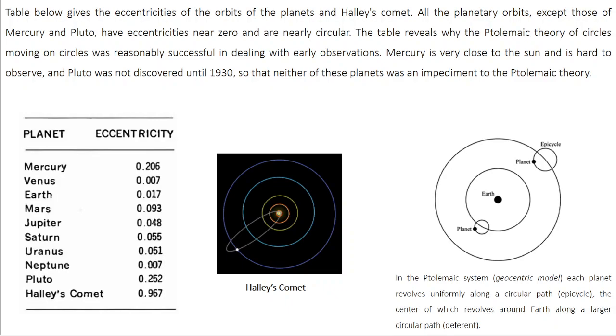And if you consider something like Halley's comet, you can see the eccentricity value is very high. It's almost 1. So consequently, the orbit of Halley's comet corresponds to a highly elongated ellipse. So in summary, the shape of the orbit is determined entirely by the parameter known as eccentricity.